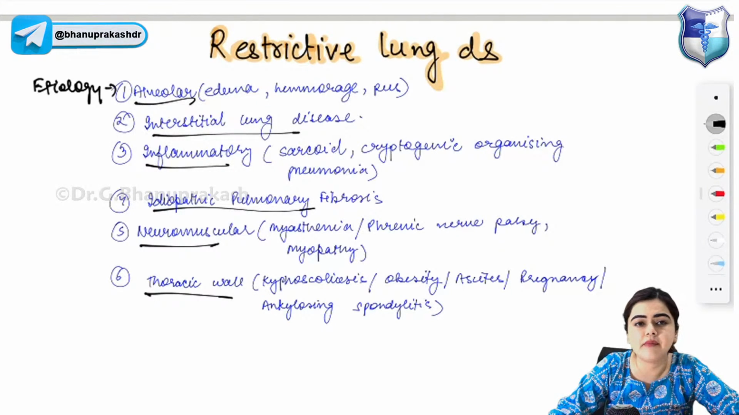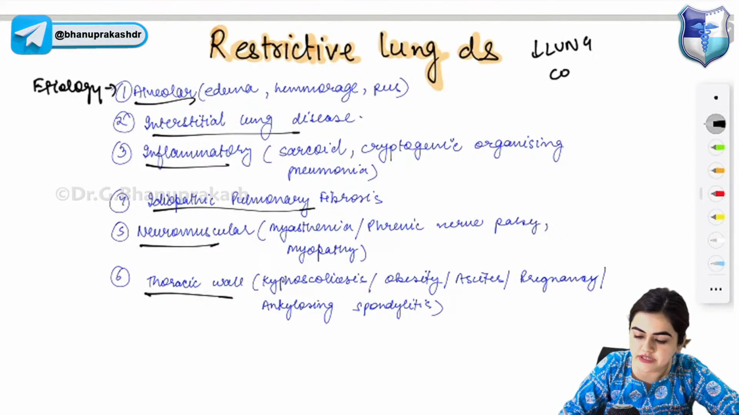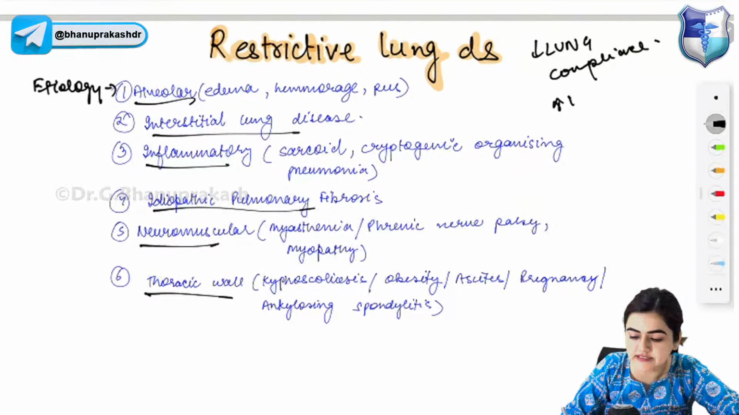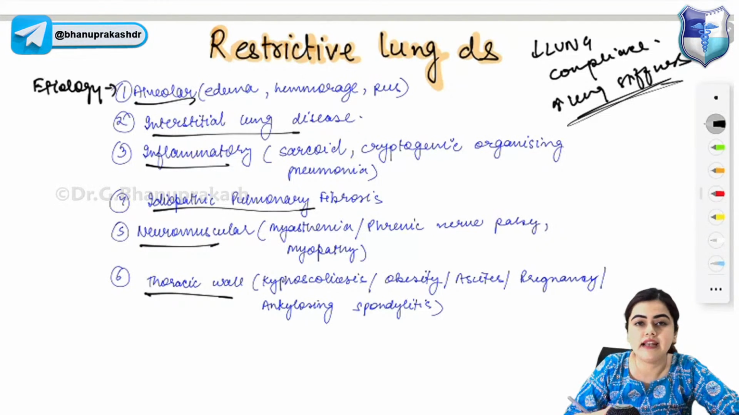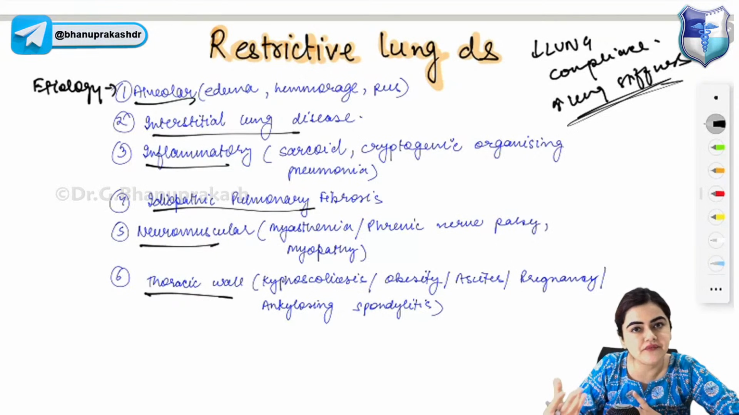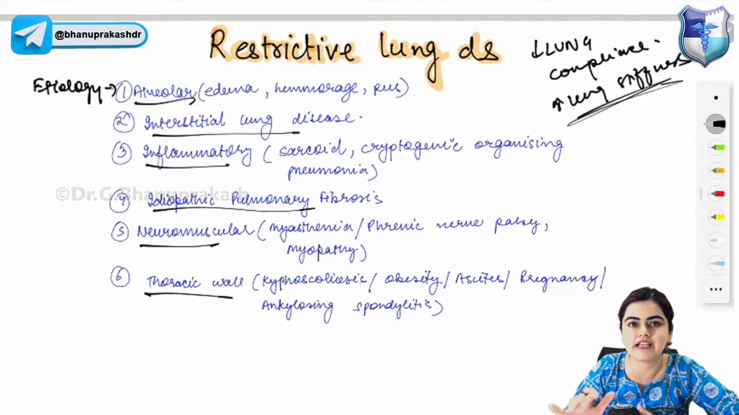So, what do you understand by restrictive lung disease? In restrictive lung disease, the lung compliance will be decreased. There is an increase in lung stiffness and a decrease in lung expansion. The lung becomes more stiff and the lung expansion is less in case of restrictive lung diseases.